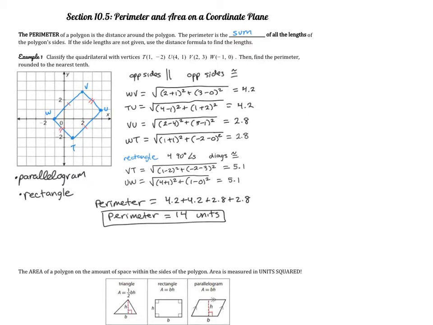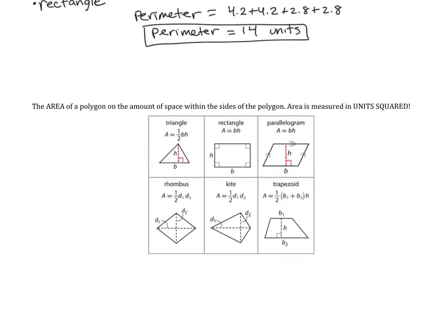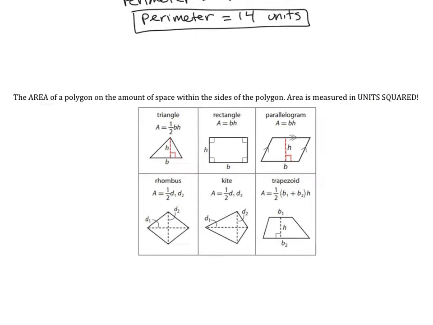Okay, so now we're going to start talking about area. So the area of a polygon is the amount of space that's inside the sides of your polygon. So one thing, there are different formulas for the area depending on which type of polygon you have. But for all of these, whenever you have your final answer, we always measure area in units squared. So that's a really important thing to remember.